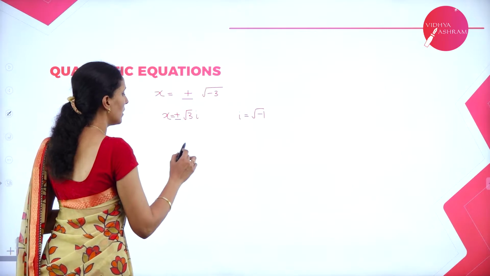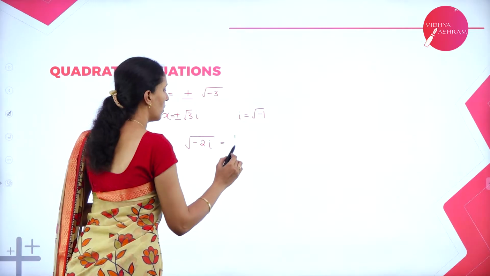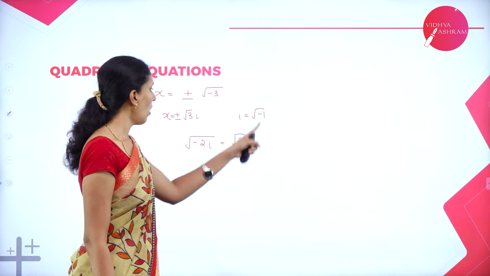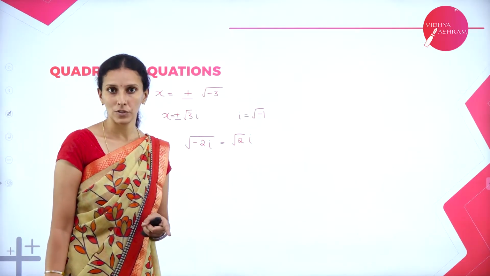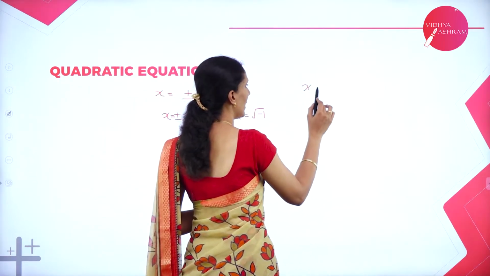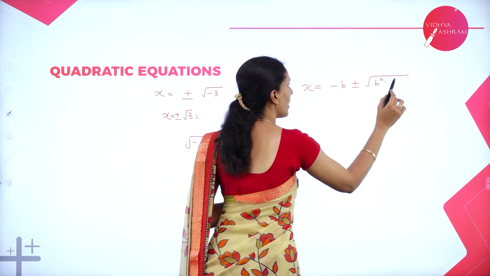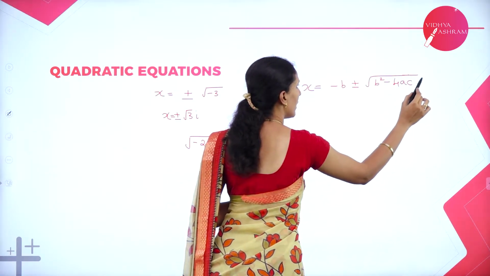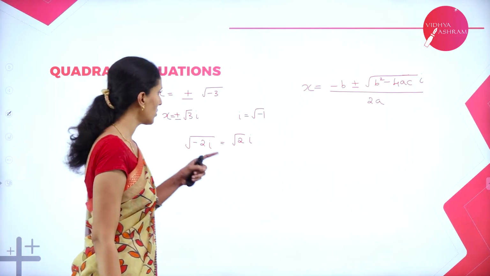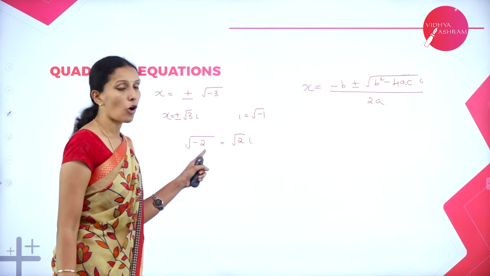Suppose you have got a root of minus 2, then this is nothing but root 2 into i. So like this we will write the solution. Here all of these are the complex roots, not the real roots. Again here also we use the same formula to calculate x is equal to minus b plus or minus square root of b square minus 4ac into i divided by 2a. So here i is replaced because you will get the root as like this, root of minus 2.